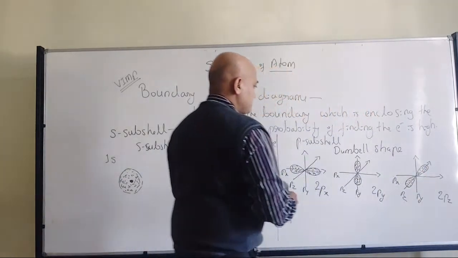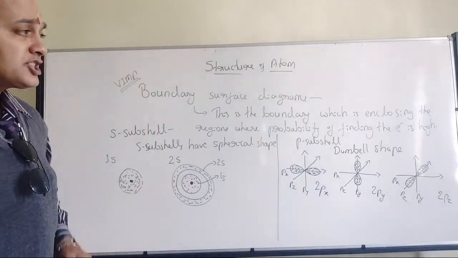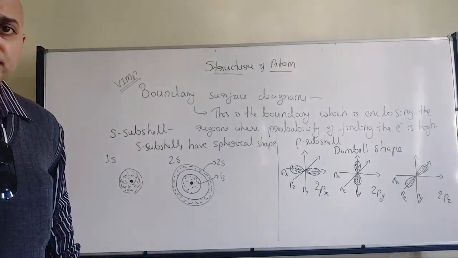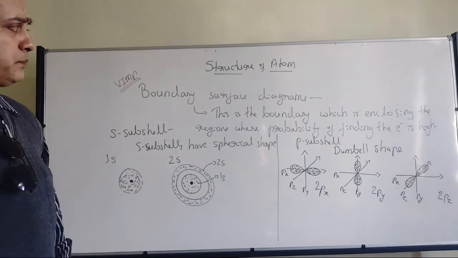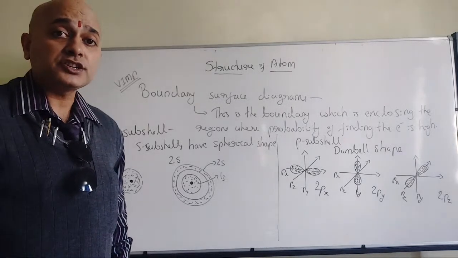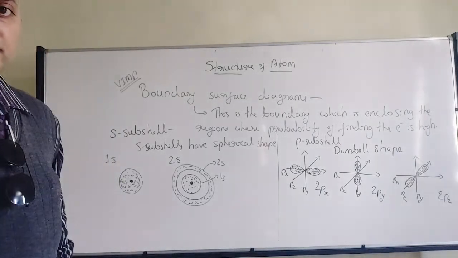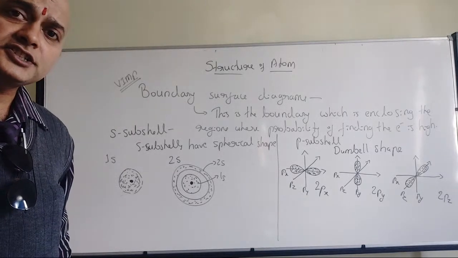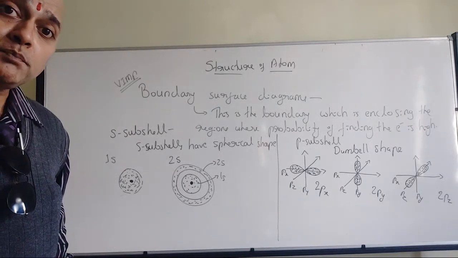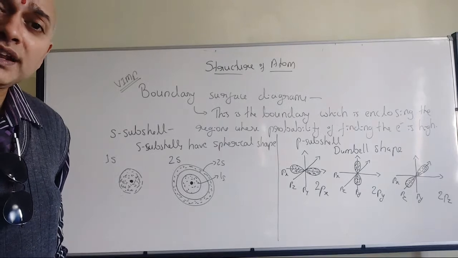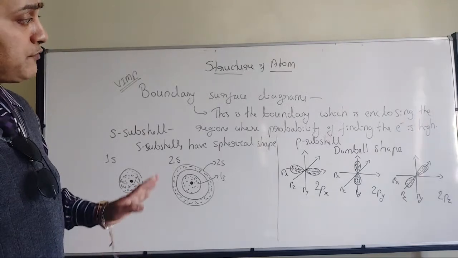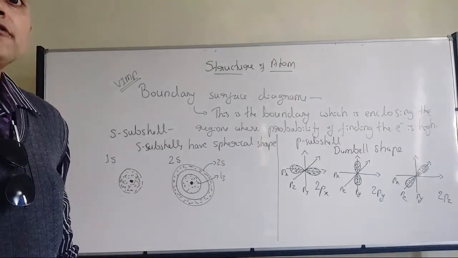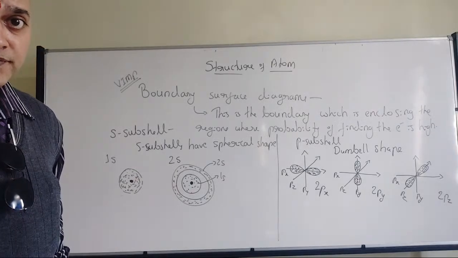Okay? So that's where I have the structure of the p subshell. I have taken the example of 2p. All of you have understood? So you should be labeling the axis. Without labeling the axis, if you just draw the picture, it will not have any weightage.